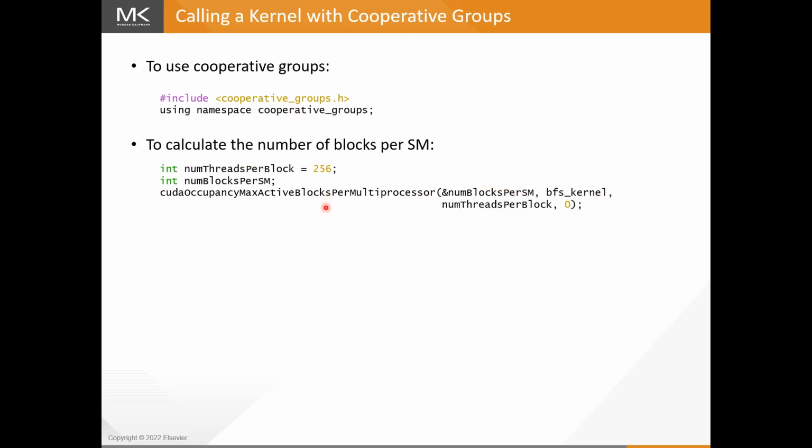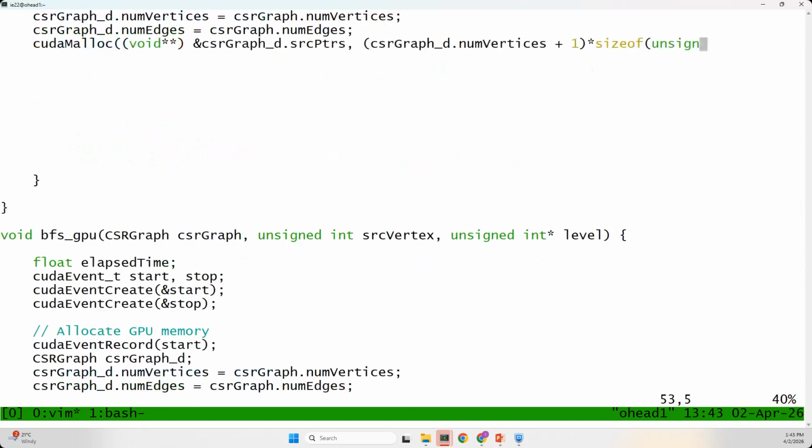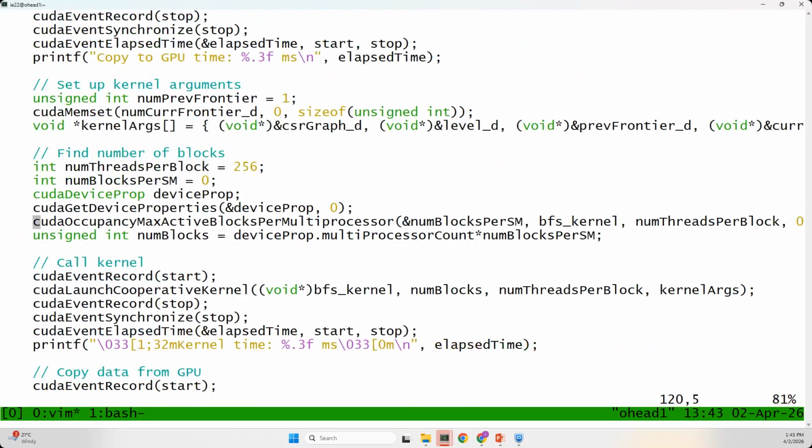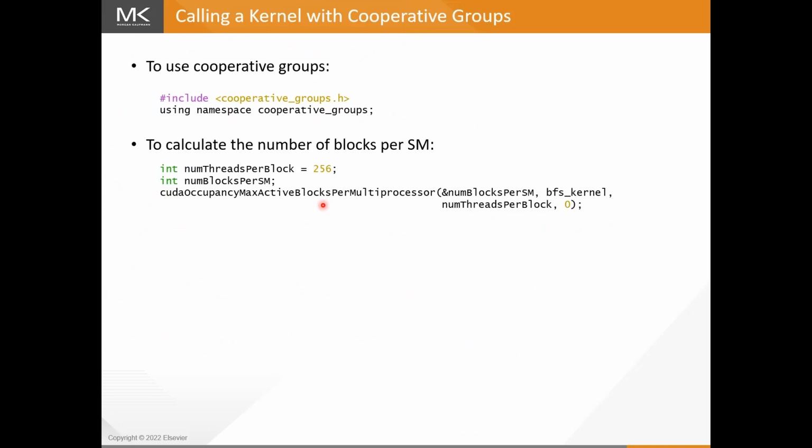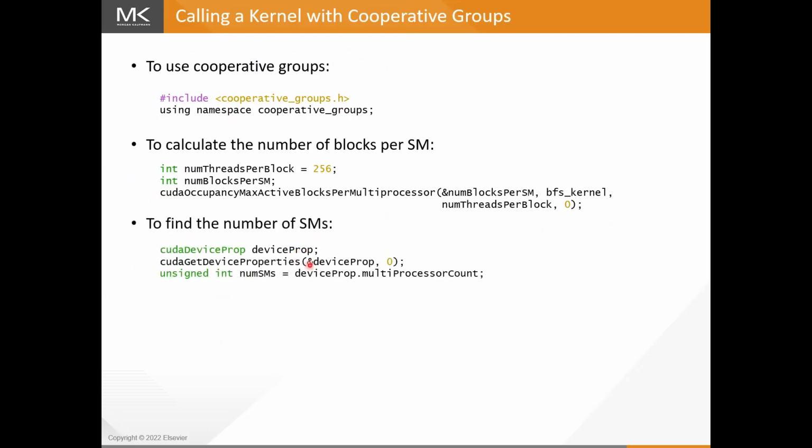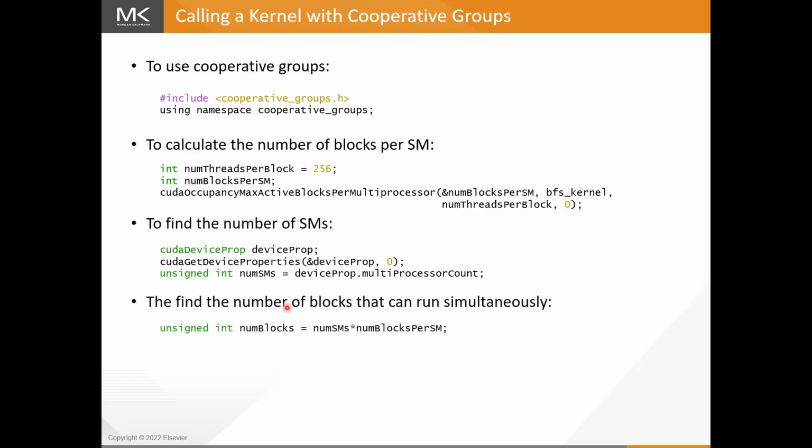So this function right here, we can call it, and it tells us how many blocks can run per SM. I have that in the code down here. Notice I'm calling cudaOccupancyMaxActiveBlocksPerMultiprocessor, and it's telling me the number of blocks that it can run per SM. To calculate the number of SMs, we saw this in lecture 4, chapter 4, for those of you who remember. You can query the device properties, and in the device properties you can get the multiprocessor count. Then to find the number of blocks that can run simultaneously, I simply multiply those two things.